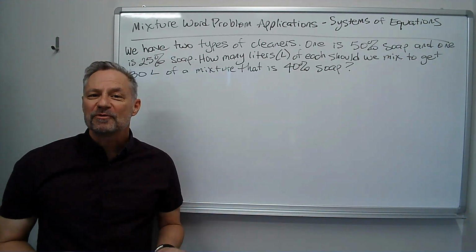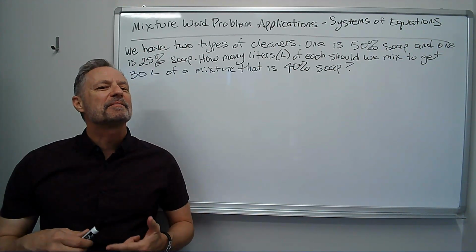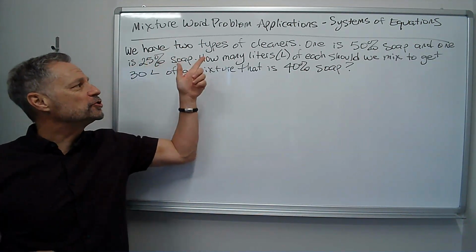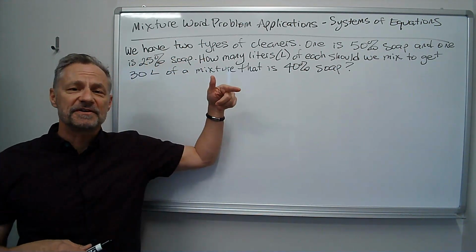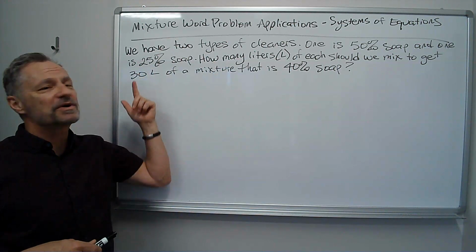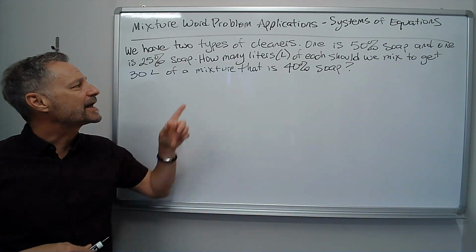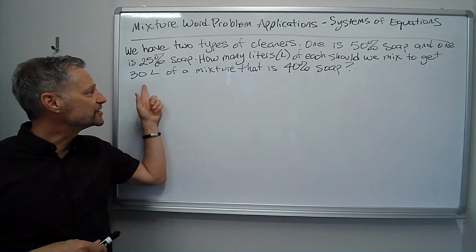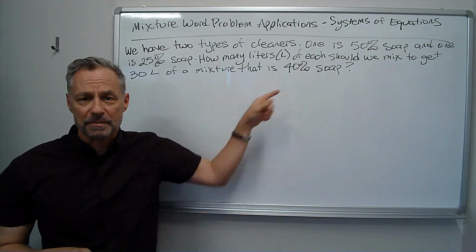Hi there, this is Professor Monte, and let's look at one of my favorite applications of systems of equations, the mixture problem. Okay, so in this problem, we have two types of cleaners. One is 50% soap, and the other one is 25%. How many liters of each should we mix to get 30 liters of a mixture that's 40% soap?